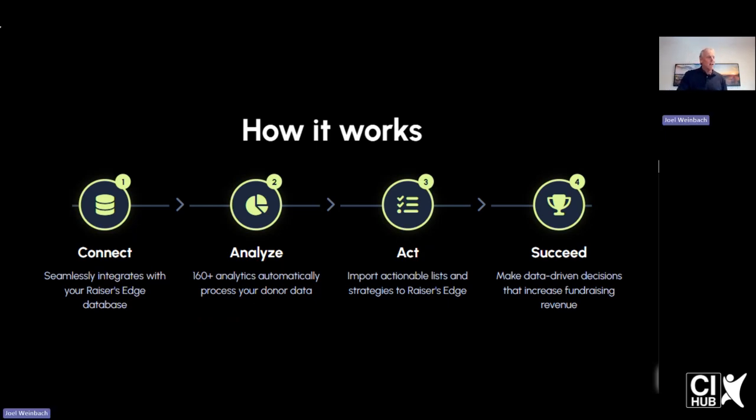So we connect with Raiser's Edge, Salesforce.com, Virtuous, doesn't matter, just about anything. The data we're pulling is relatively simple. It's just gift history data is really all we need, and a little bit of a way to identify who individual constituents are. Once that's done every night, our platform generates 160 plus analytics for you, and those are available for you first thing in the morning.